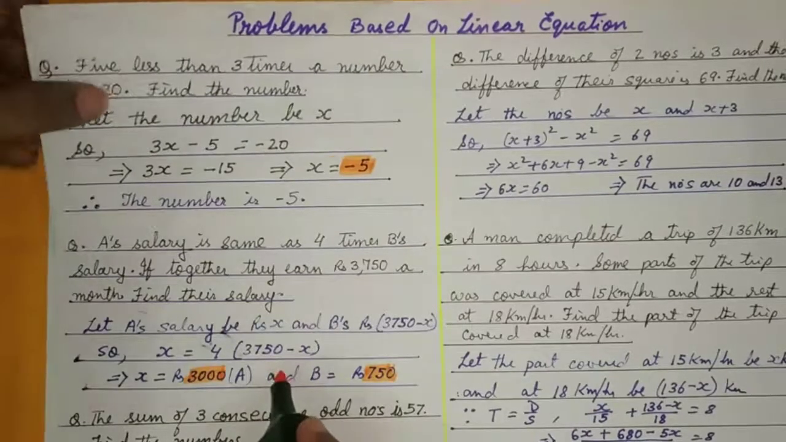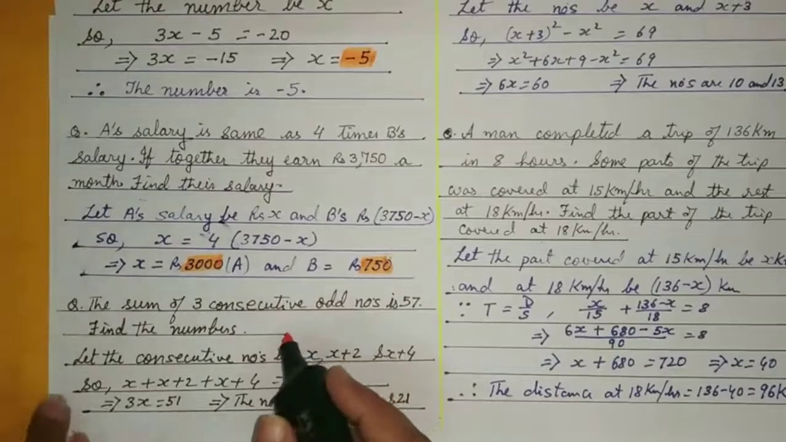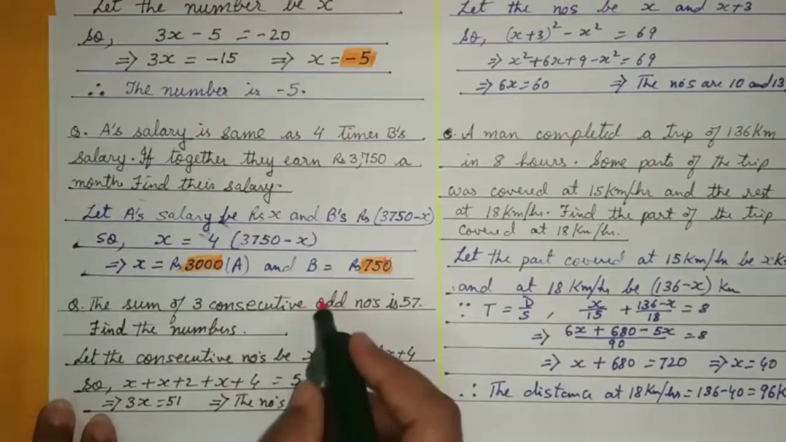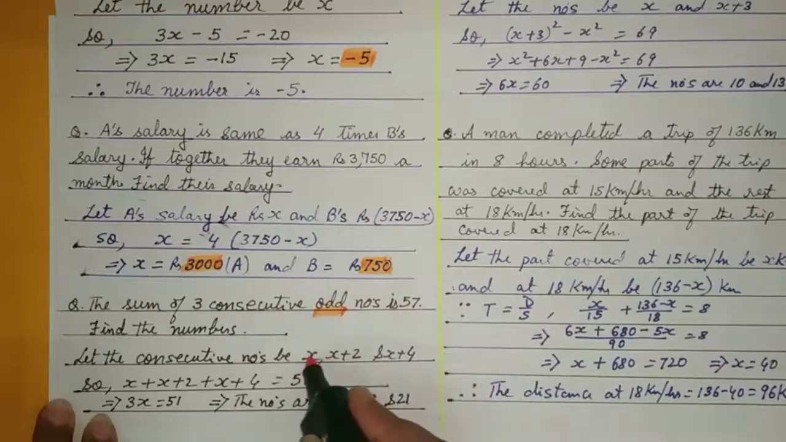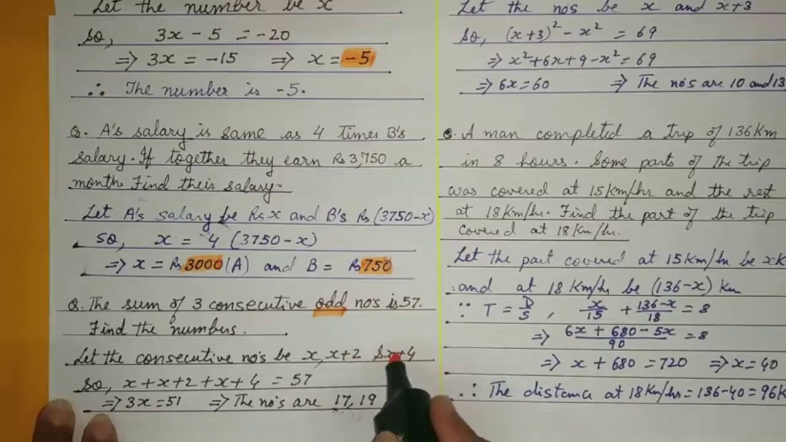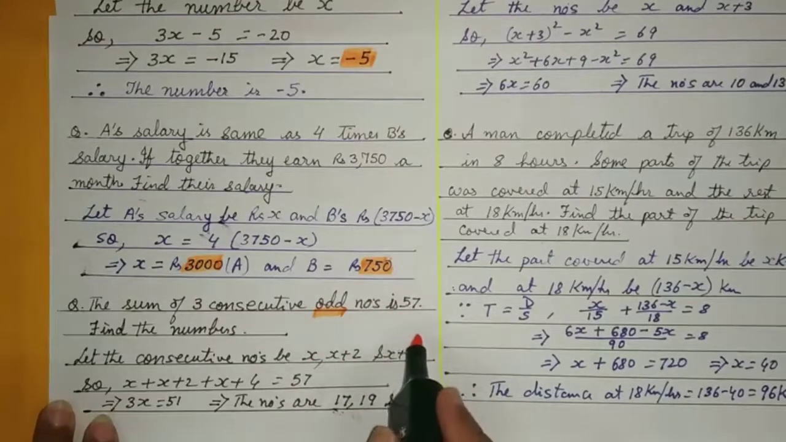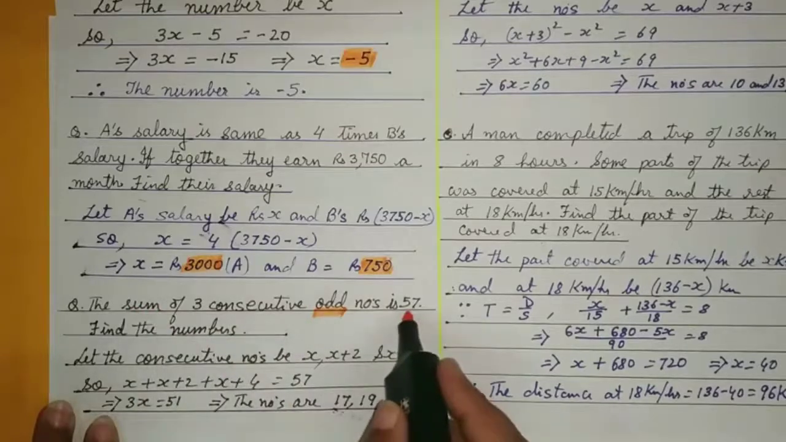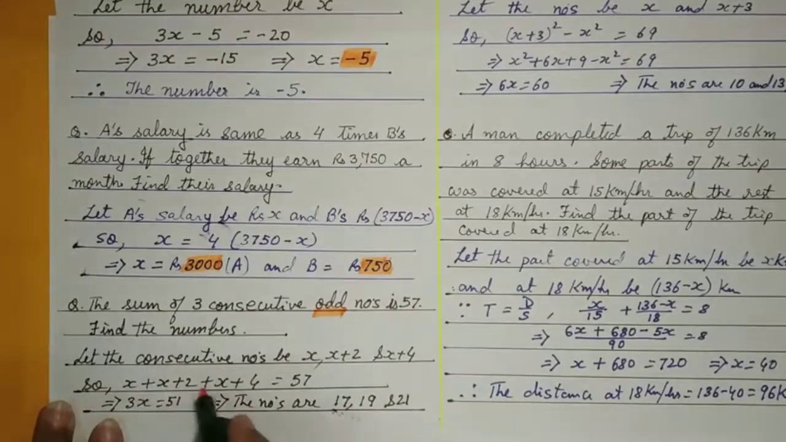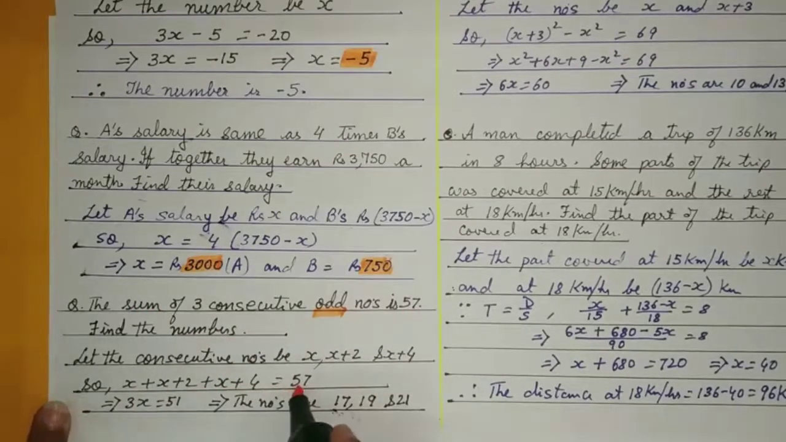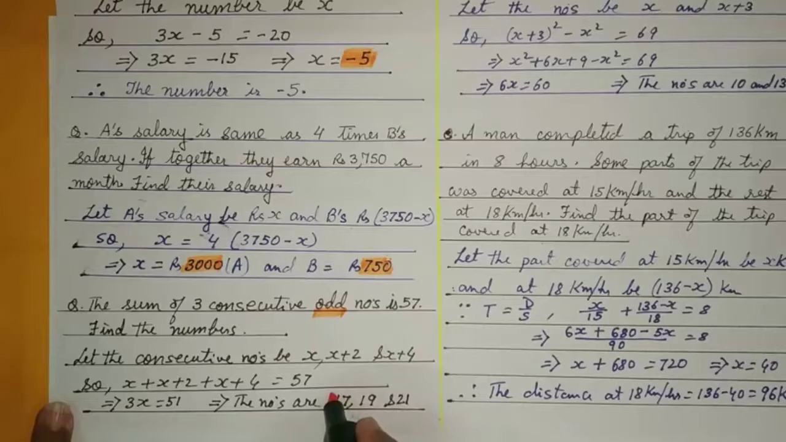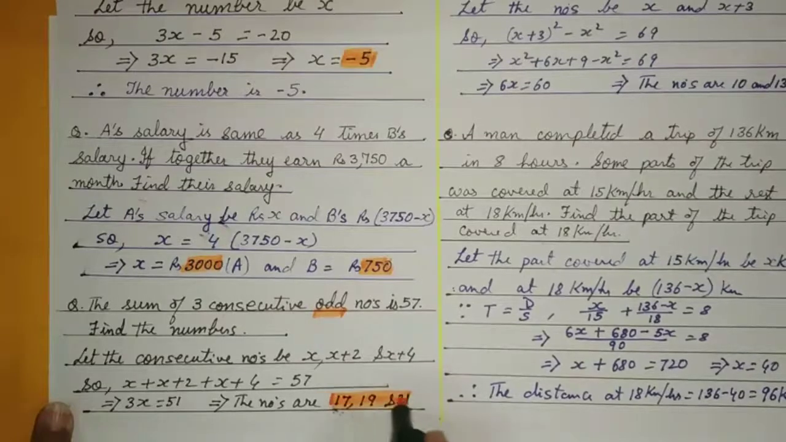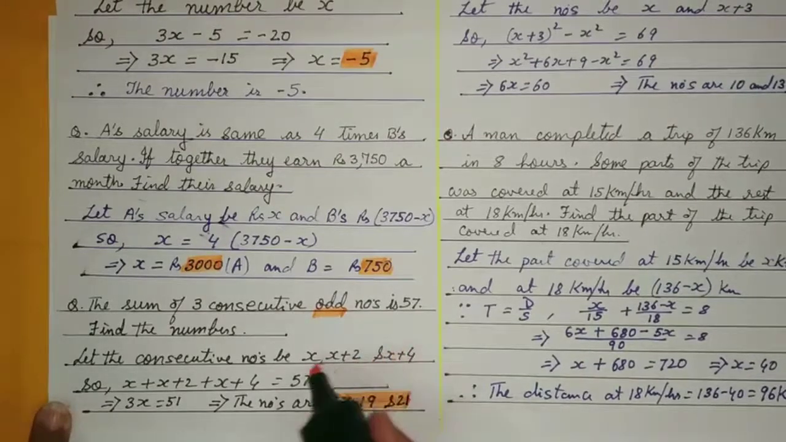Okay. Now the next question. Sum of 3 consecutive odd numbers. Now when it is odd numbers, your assumption should be x, x plus 2, x plus 4. I explained it just now. The question says the sum is 57. So x plus x plus 2 plus x plus 4 is 57. On adding and subtracting, we get x is 17. So the numbers are 17, 19, 21 according to the assumption.